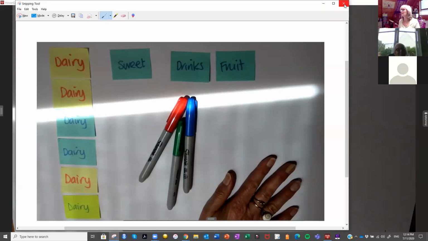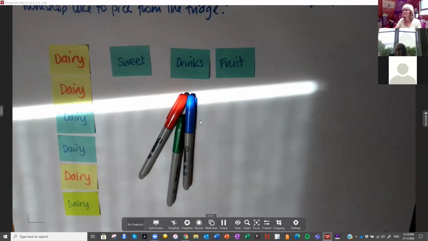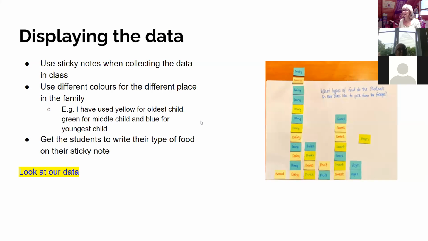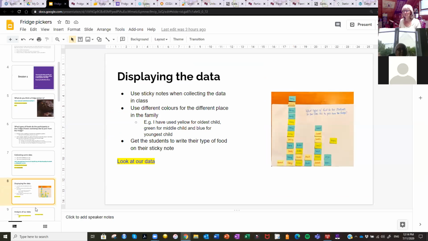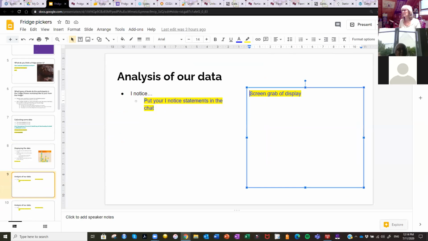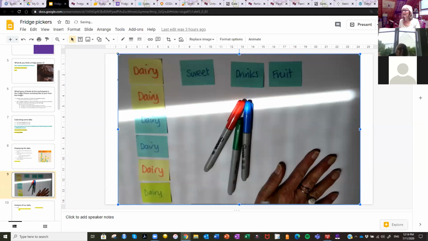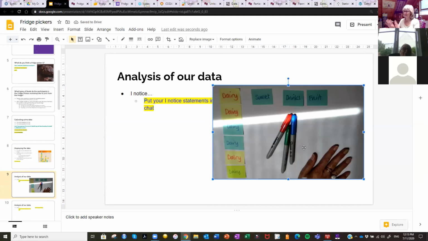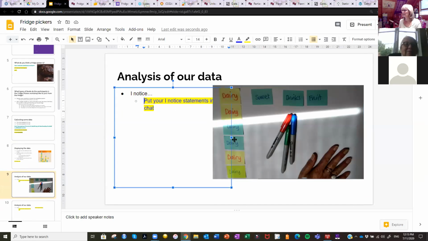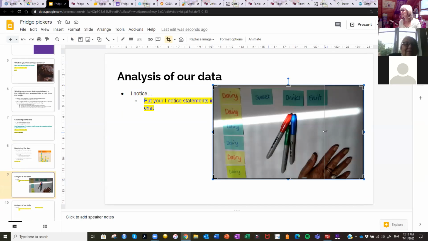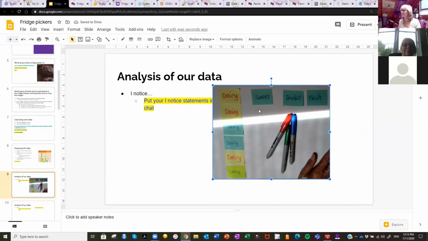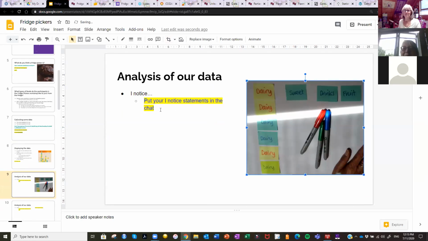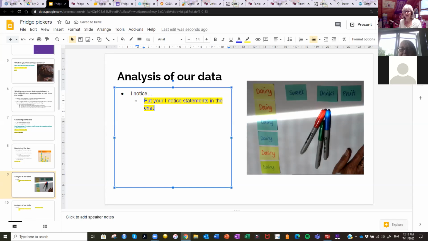Okay. Now, go back to my slides. What I would do with kids is we would have that on the board. So I'm just going to pop this in here now. Here's our picture. And what I'd like you to do in the chat is just write what you notice about the data we have there. Okay? So if you can just write your I notice statements in the chat, and then we'll have a look at some of those. So where's the chat? Where's my chat gone?